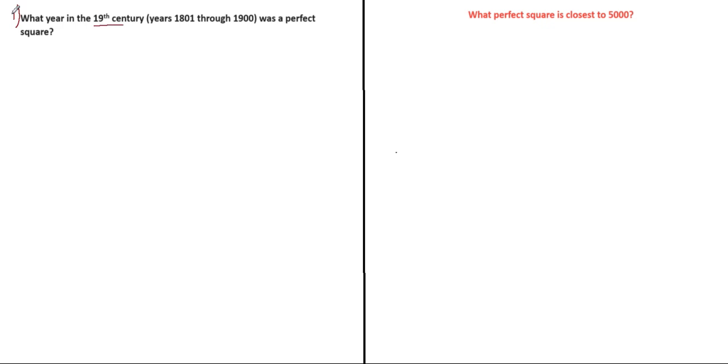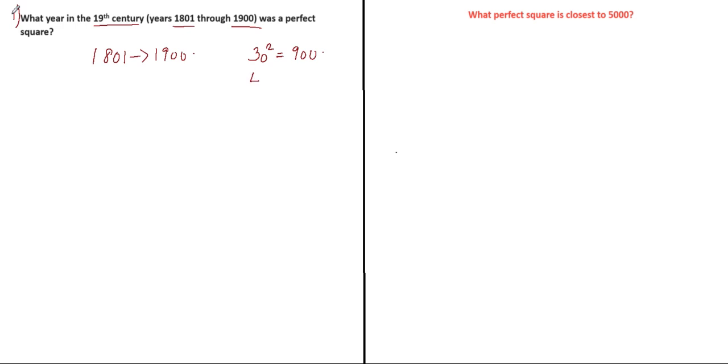What year in the 19th century, which means the years 1801 till 1900, was a perfect square? So they are asking us to find out between 1801 and 1900. In order to do this question, let's start with some random assumptions first. Let's see what is 30 square. We know that the answer is going to be 900, but they are asking us to start from 1800.